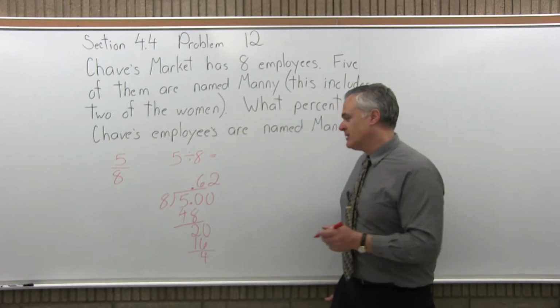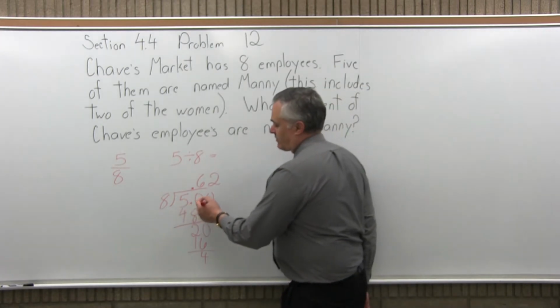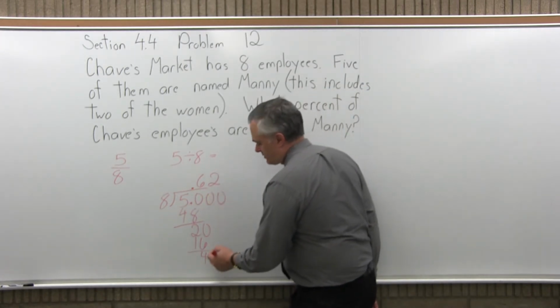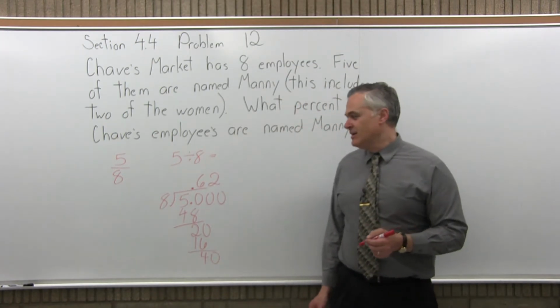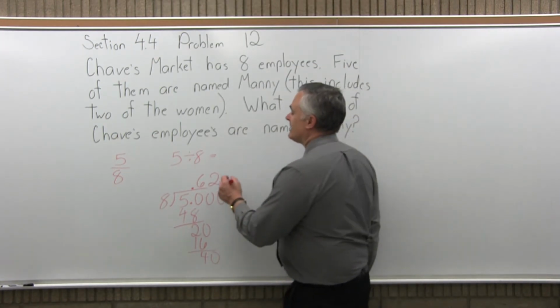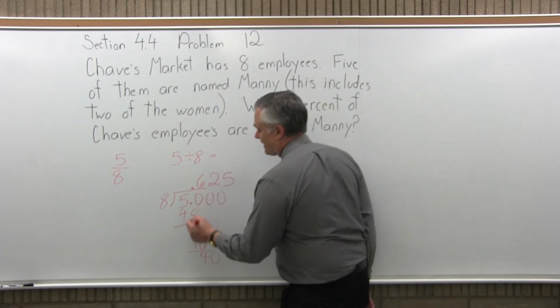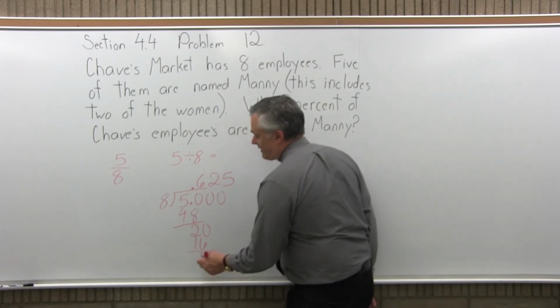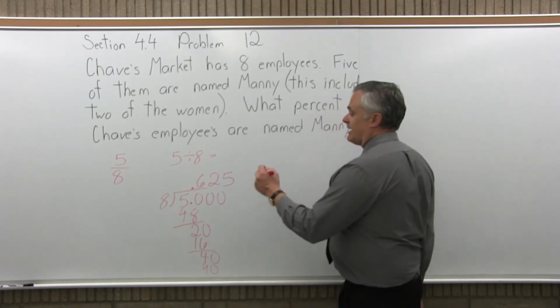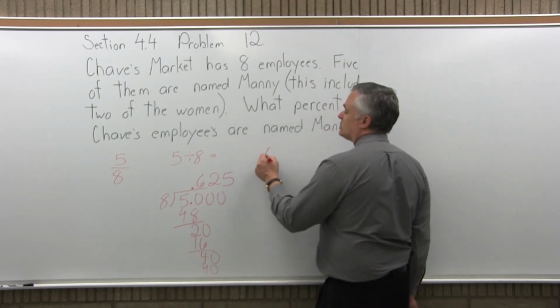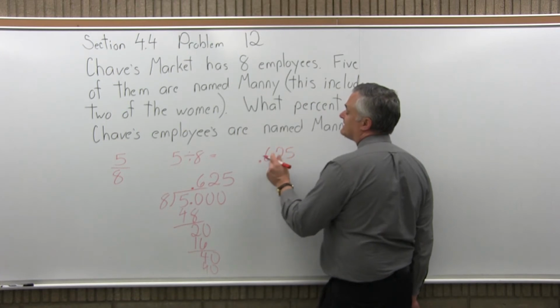I'm getting a remainder. So I have to add another 0, 5.000. Bring the 0 straight down next to the 4. 4 with a 0 after it becomes 40. 8 divides into 40 how many times? It goes in exactly 5 times. 5 times 8 is 40. And now if you subtract, you have a remainder of 0. It's gone in exactly, and I get an answer of 0.625.